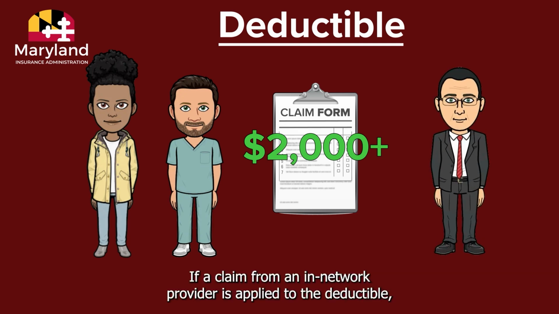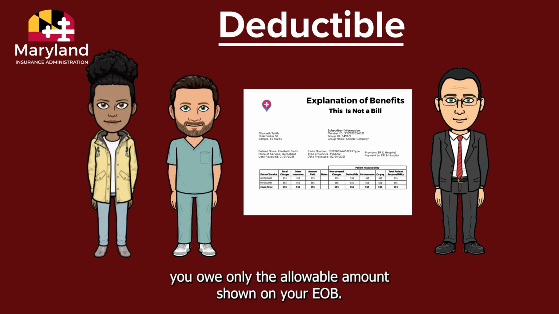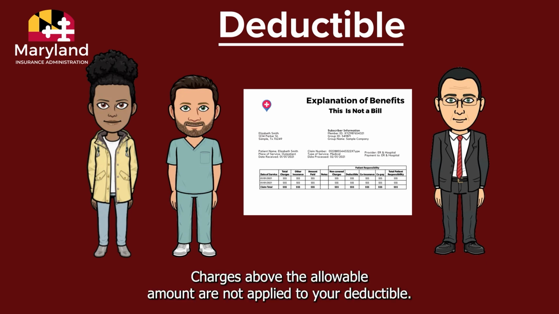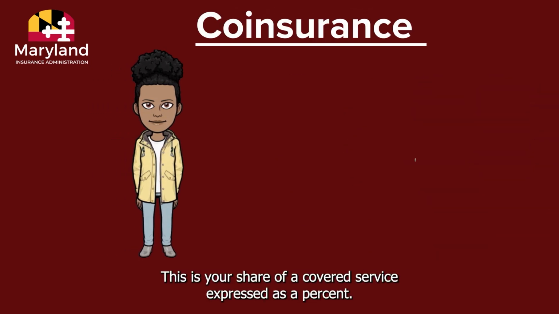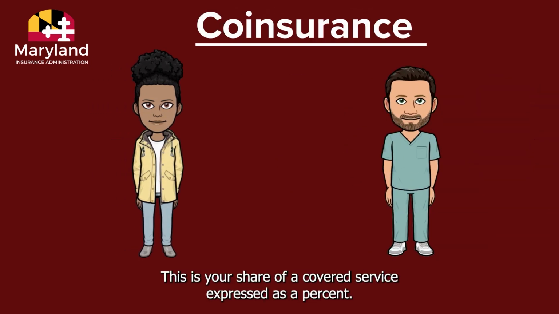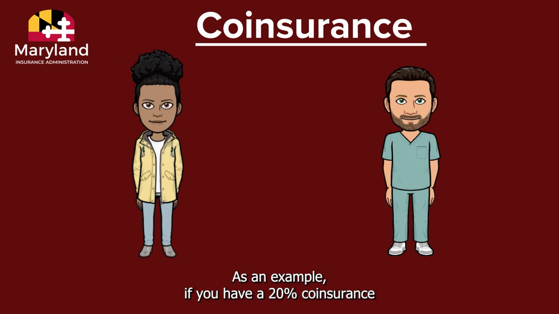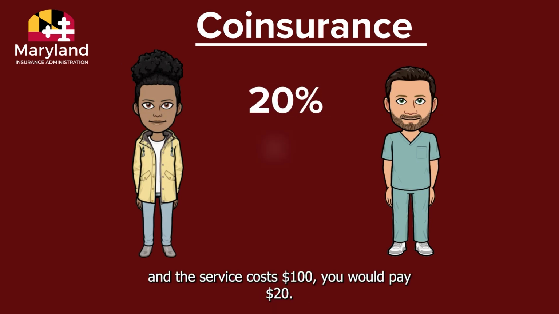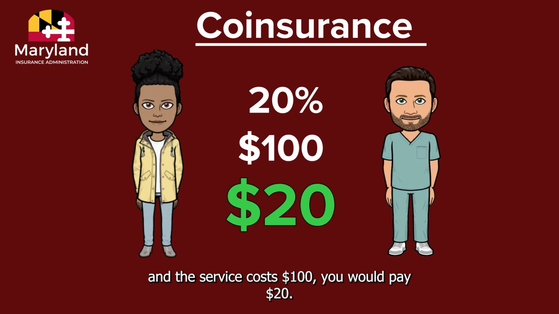If a claim from an in-network provider is applied to the deductible, you owe only the allowable amount shown on your EOB. Charges above the allowable amount are not applied to your deductible. Co-insurance. This is your share of a covered service expressed as a percent. As an example, if you have a 20% co-insurance and the service costs $100, you would pay $20.